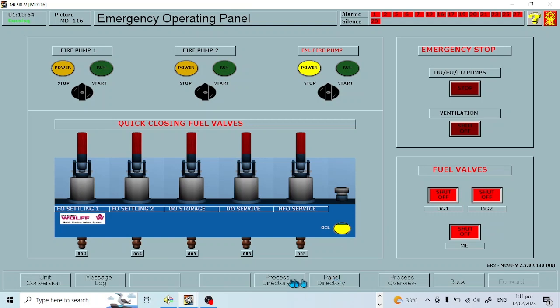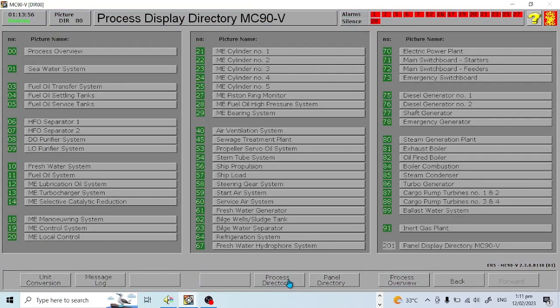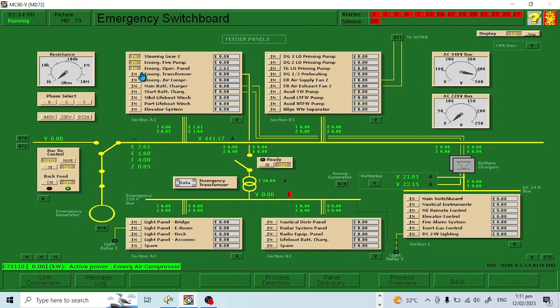So going back, process directory, emergency switchboard. Those are the reasons why we need the emergency generator in case of blackout. We can still perform our emergency duties in case there is a problem.